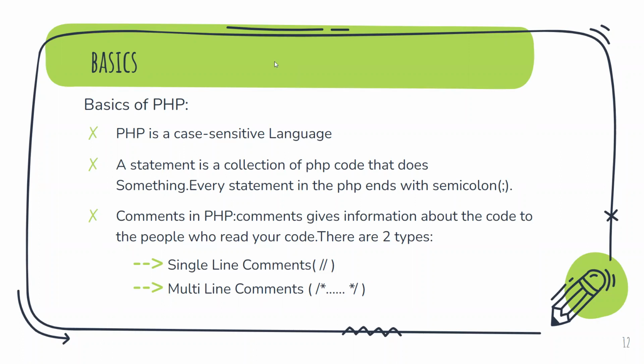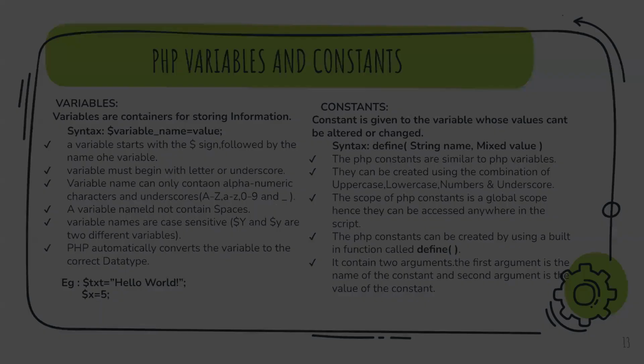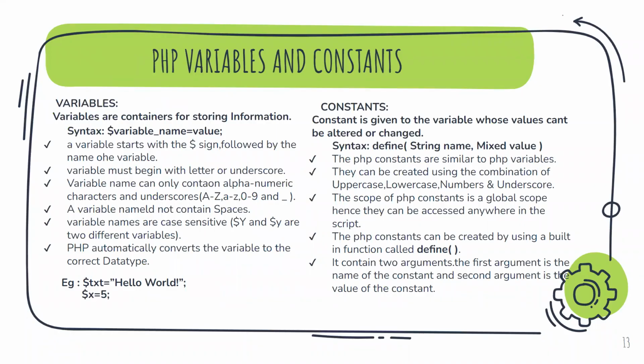In case of comments, if you want to use single line comments, we can use double slash. Whereas multiple line comments use the same syntax as that of C. And so we have PHP variables and constants. Variables are containers which store information, and the information present in the variables can be changed. However, once a constant is defined, we cannot change the value present in it.